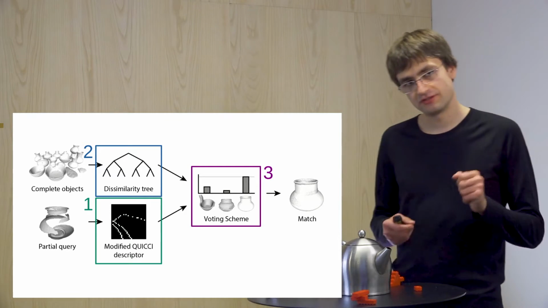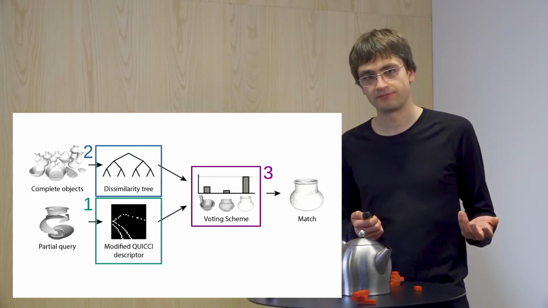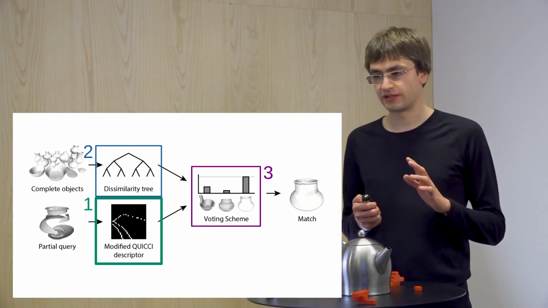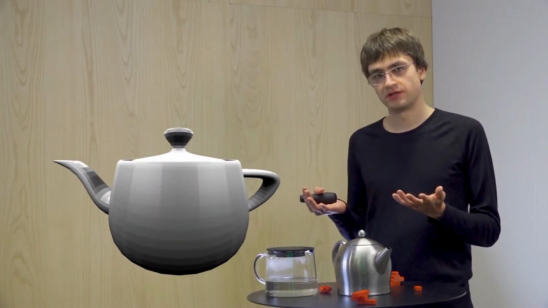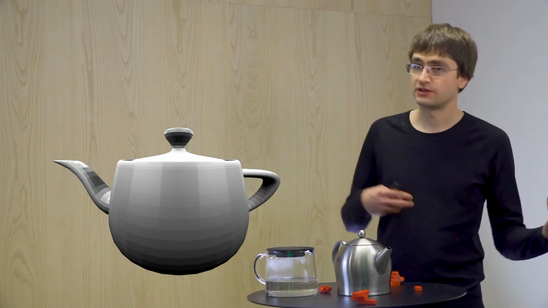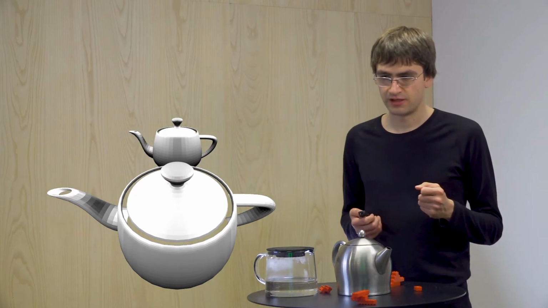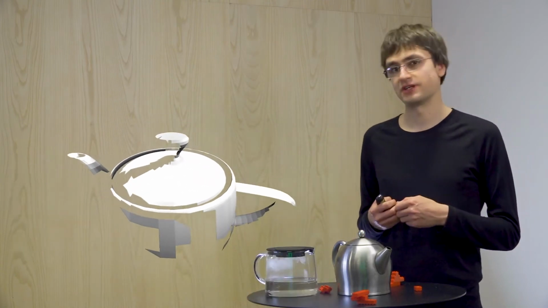So for starters, let's take a look at the modified QUICCI descriptor and why this is necessary. We'll do that by taking a look at a teapot. However, since we're doing partial object retrieval, we need a query and a matching surface, so we'll be needing two of them. Now, unfortunately, as you can see, neither of these is damaged, and also not from this side, so let me go ahead and damage one of them. Except you can't really see that from this side, but now you can.